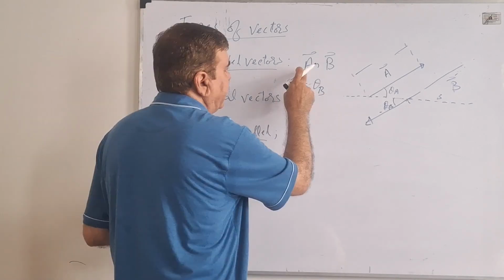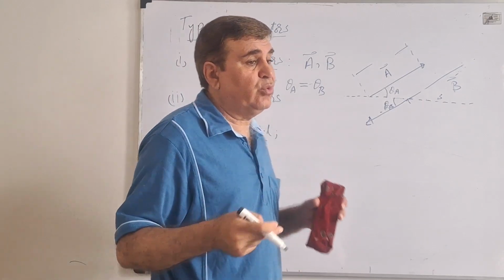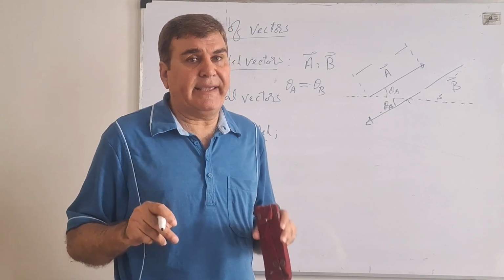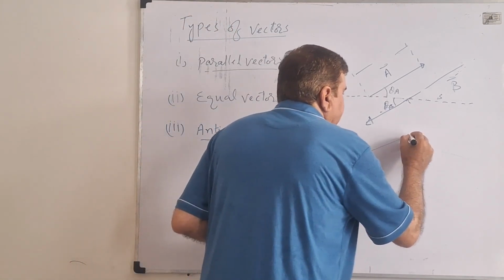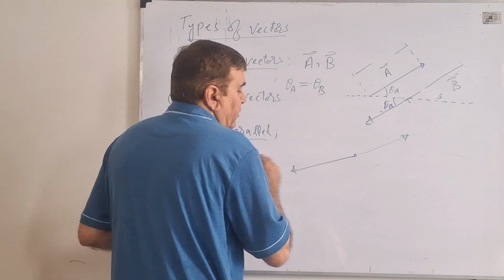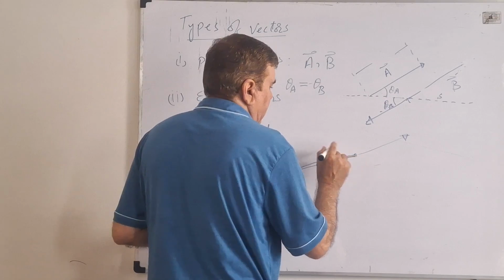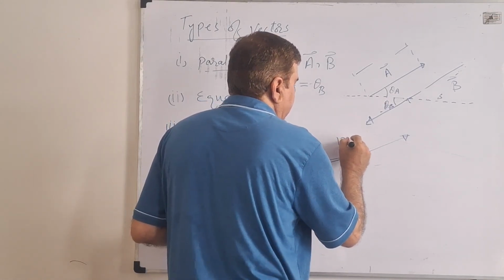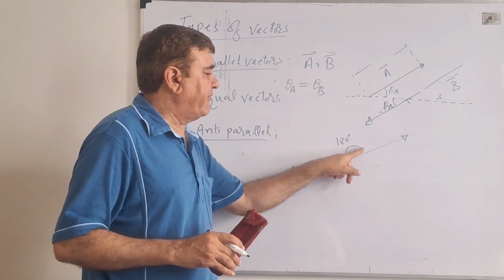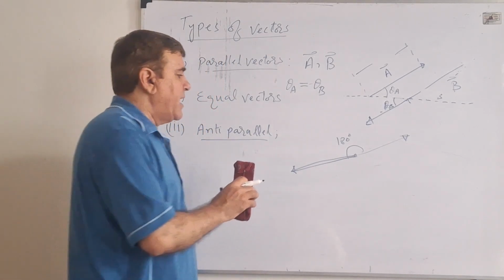Or in other words, we say that two vectors are anti-parallel if they are opposite in direction, and two vectors are opposite in direction if they make an angle of pi with each other. That is, vector A is in that direction. Then if I put the two with each other, vector B is then in this direction. And this angle is 180 degrees. So two vectors are antiparallel if they point opposite in direction. If the angle between them is 180 degrees, they are then antiparallel vectors.